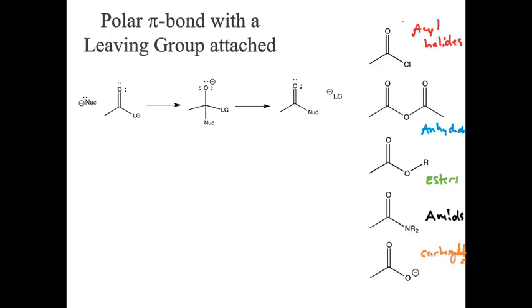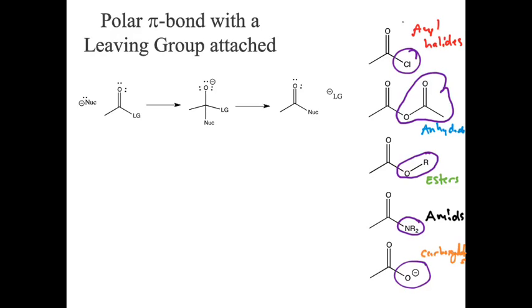Okay, so what is our leaving group in each of those cases? Starting from the top. The halogen. Okay, our halogen, followed by the carboxylate, followed by the alkoxide, followed by the amide, followed by horrible, we won't speak of it. Okay, so all of those are our leaving groups.